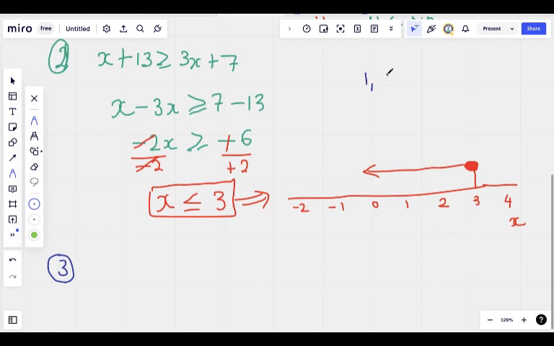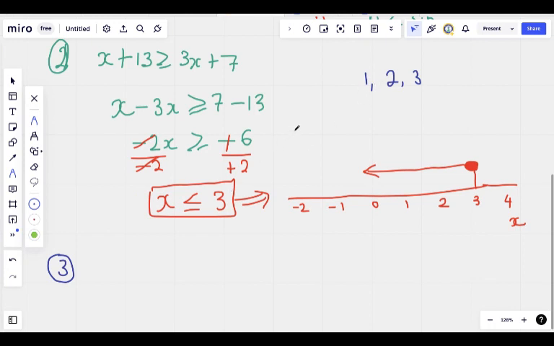For this solution, we said x is less than or equal to 3. So the positive integers are 1, 2, and 3. These are the positive integers. Why is 3 inclusive? Because x is less than or equal to 3, so it's also equal to 3. If the answer was just x is less than 3, the only integers would have been 1 and 2.